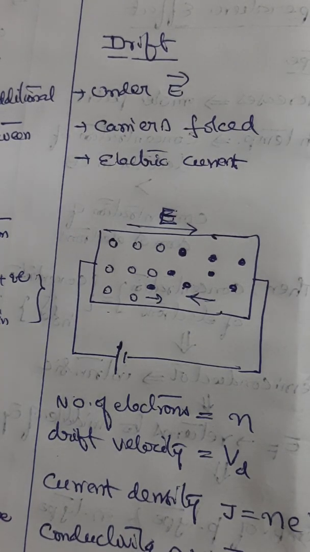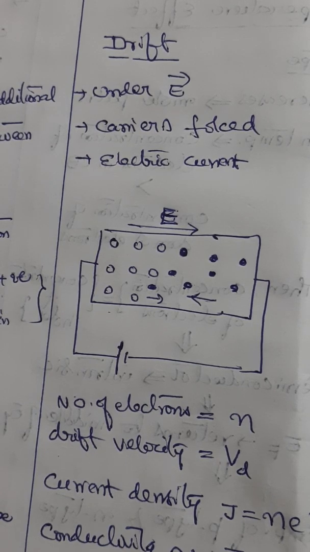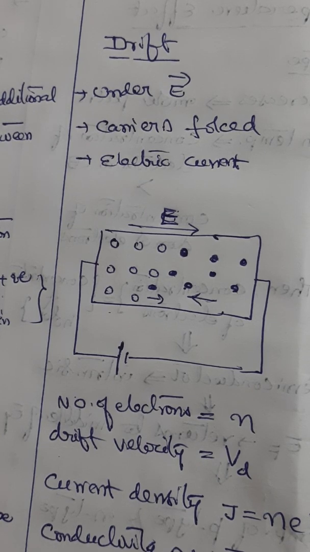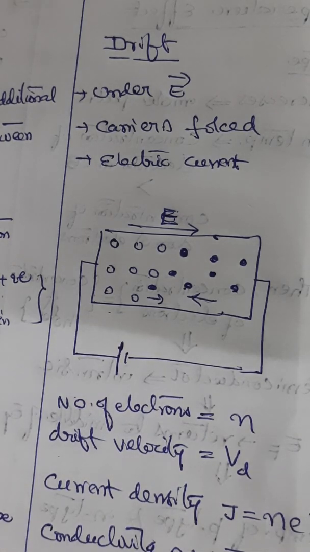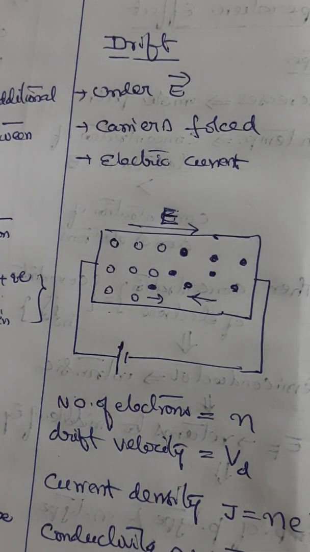Hi friends, we are discussing semiconductors. In semiconductors, now we are going to understand two transport mechanisms as far as electrical conductivity is concerned. I already told you that electrical transportation takes place in semiconductors through two different approaches. One is called the drift approach, another is called the diffusion approach.